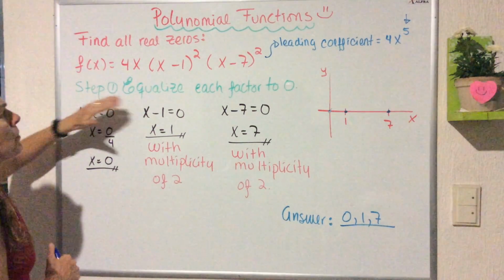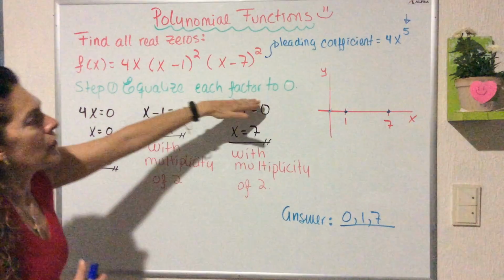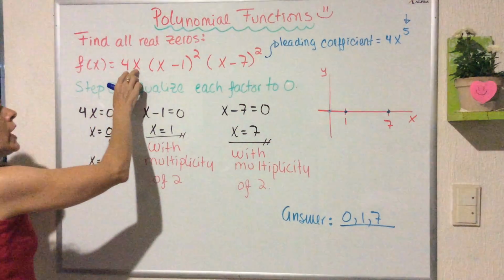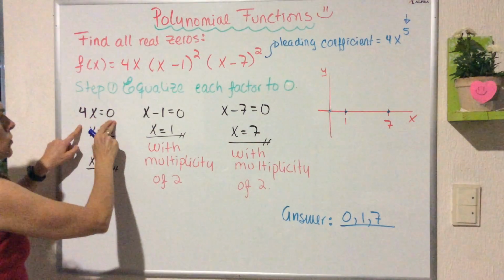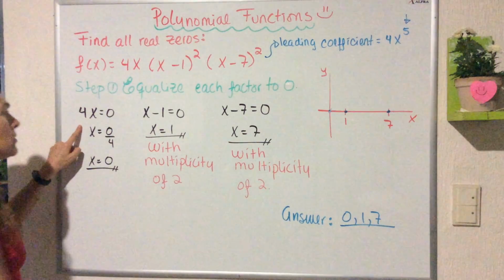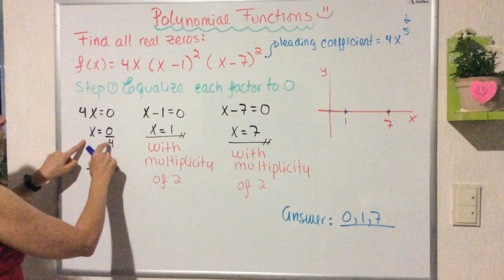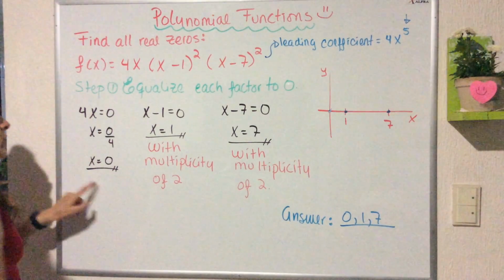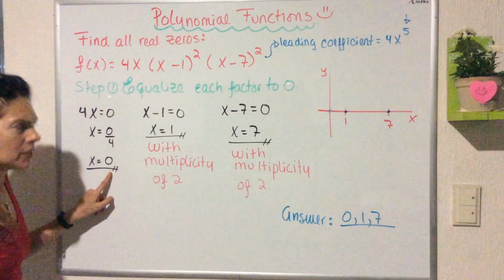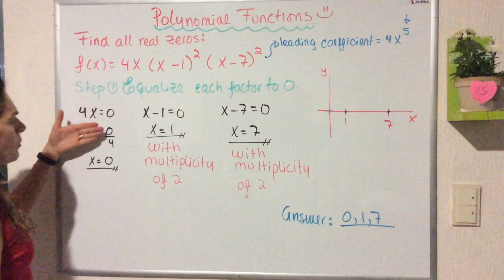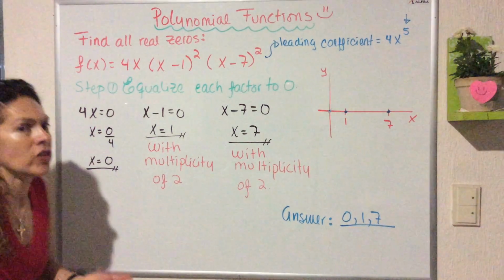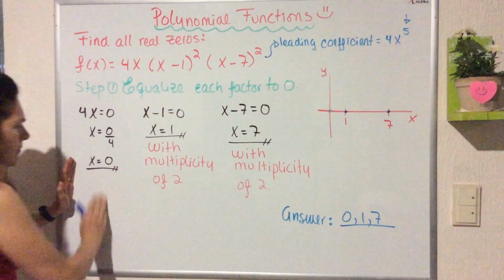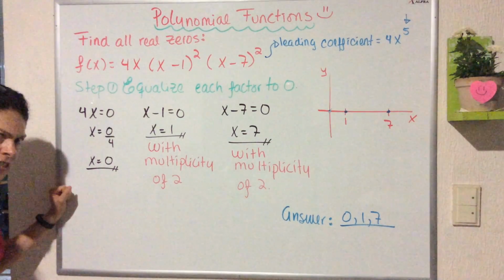In the first step, we are going to set each of the factors equal to 0. The first factor is 4x, so we have 4x equals 0. And then we solve for x, so we have x equals 0 over 4. And remember, when we have 0 over 4, we get 0, and this is a real number. When we have a number divided by 0, this is undefined, okay? So in this case, this is not undefined, this is 0.